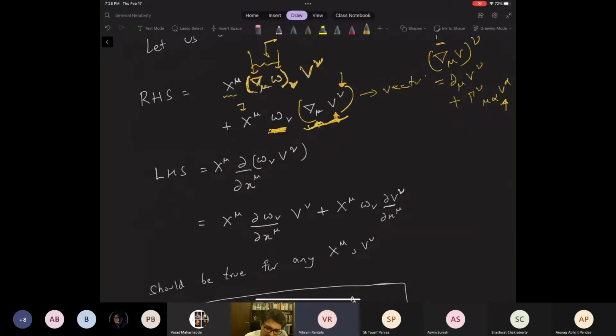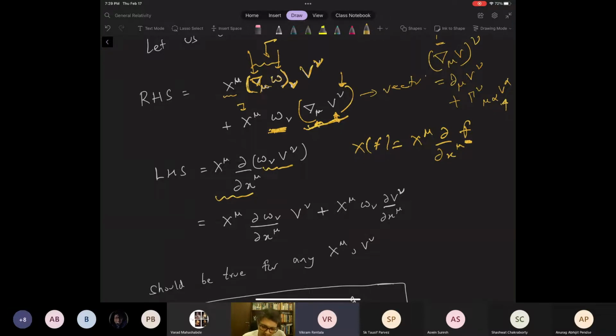So in other words, it's x^μ ∂_μ. That is the definition of how x acts on a scalar function. It's just this. And what is our scalar function? It's the dot product of W and V. So it's just ω_ν V^ν in components.